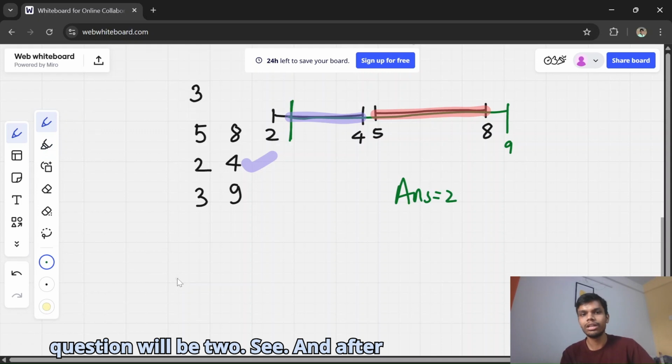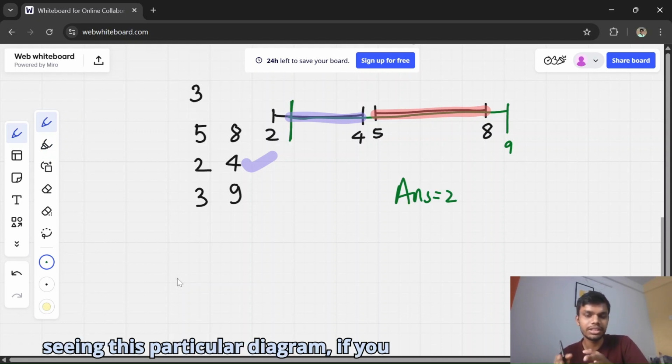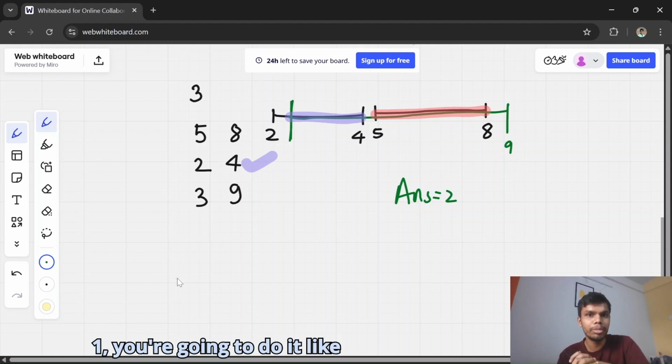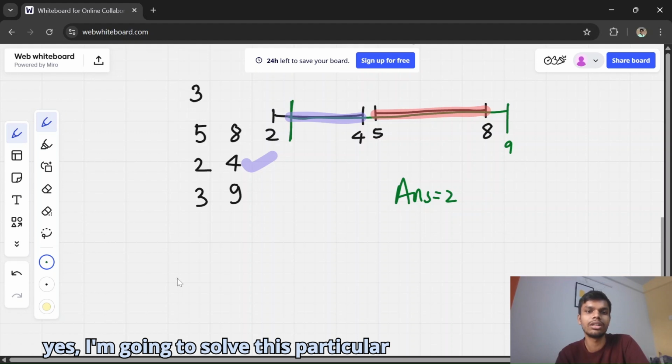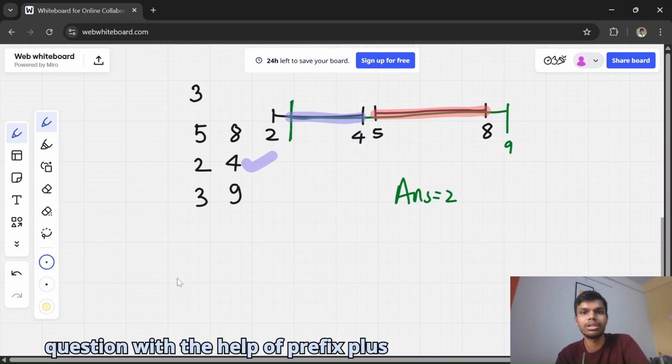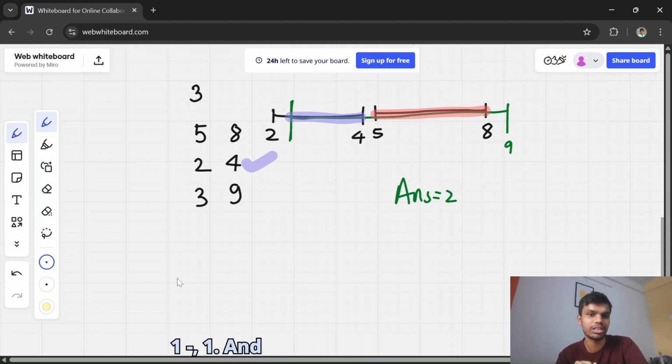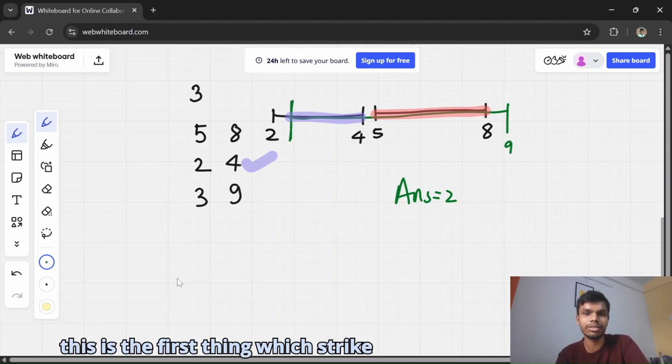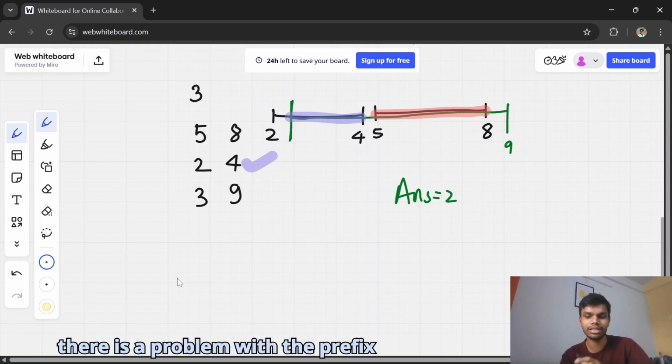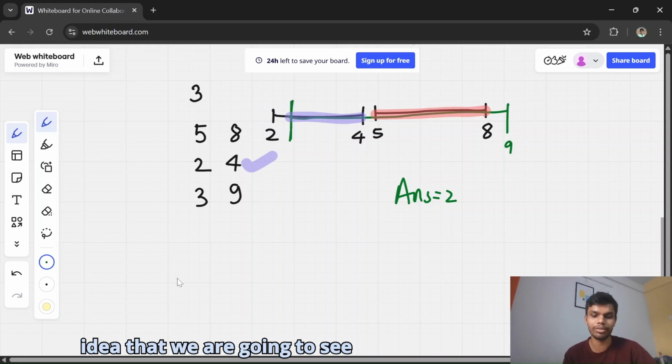After seeing this diagram, if you know about the prefix +1 -1, you're going to say, yes, I'm going to solve this question with the help of prefix +1 -1. And this is the first thing which strikes my mind as well. But there is a problem with the prefix idea that we are going to see in the next couple of minutes.